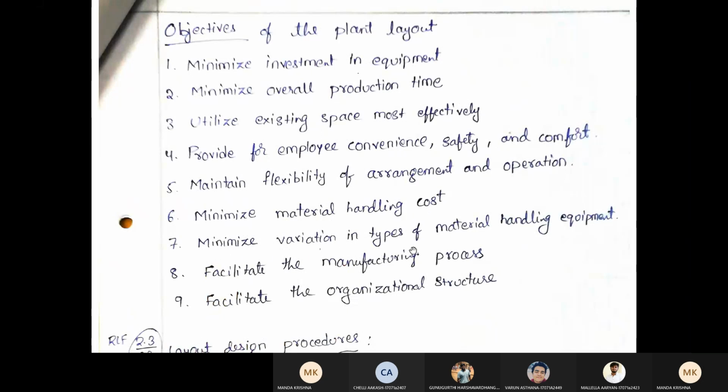Next, minimize variation in types of material handling equipment. We have various types of material handling equipment. We can choose which equipment is best suitable for the plant. Facilitate the manufacturing process.